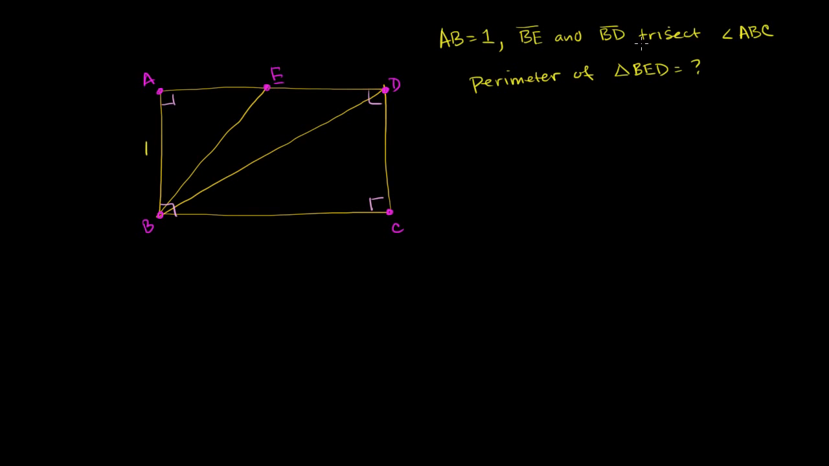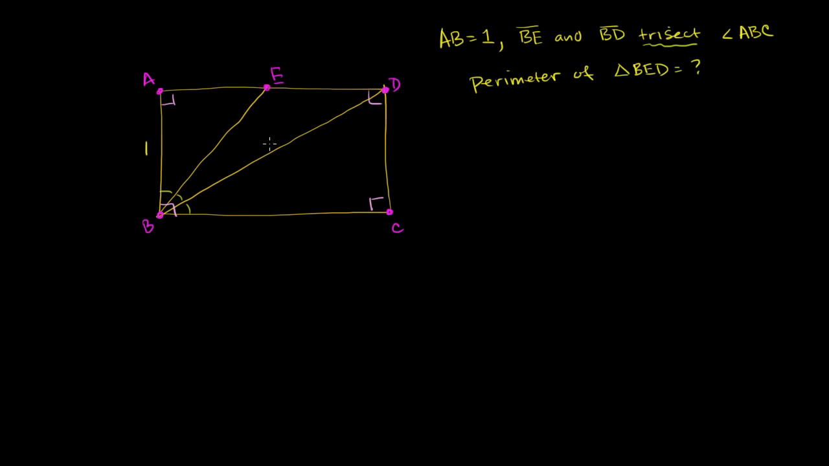Trisect means dividing it into three equal angles. So that means that this angle is equal to this angle is equal to that angle. And what they want us to figure out is what is the perimeter of triangle BED. So it's kind of this middle triangle in the rectangle right over here.